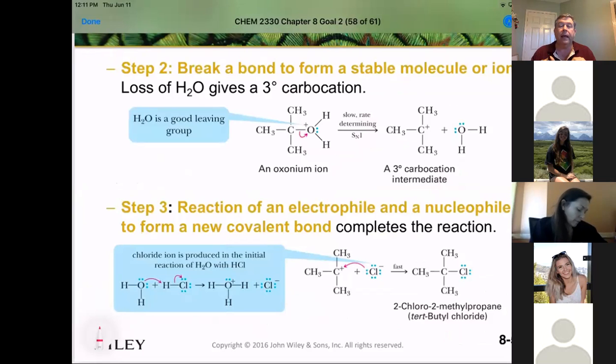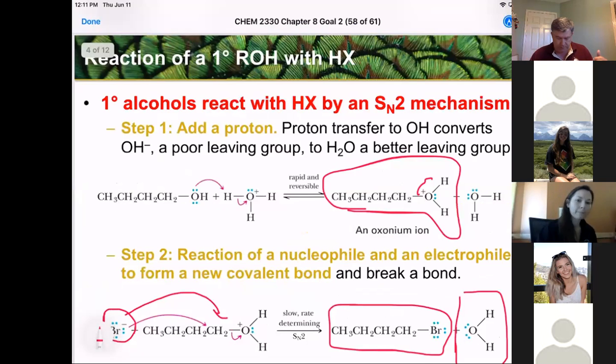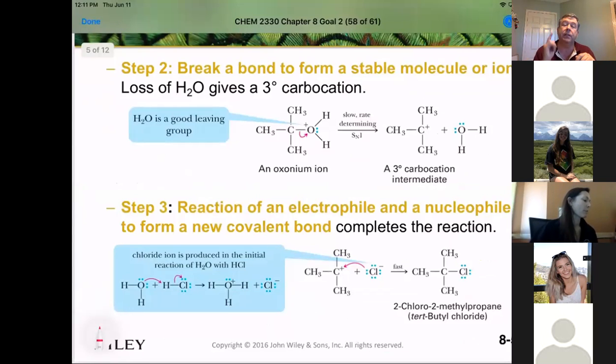So in the case of the tertiary compound, what happens first is, of course, we get the addition of the proton. In the case of primaries, we had addition of the proton and then an SN2 reaction. In the case of the tertiaries, we still get that transfer of a proton to make a good leaving group. But because we can form a tertiary carbocation, the water then leaves first. We get the breaking of the bond to form that stable molecular ion to give us our carbocation. Remember, we cannot have an SN2 reaction with a tertiary because of sterics.